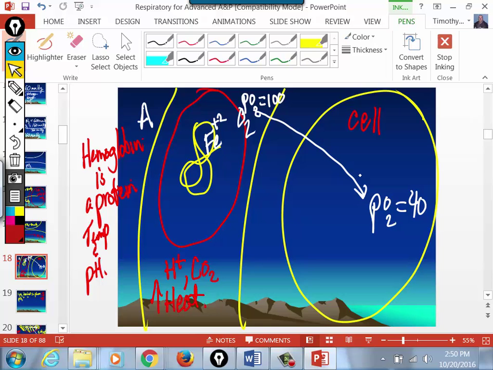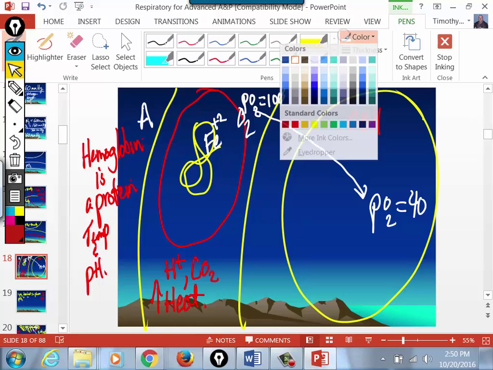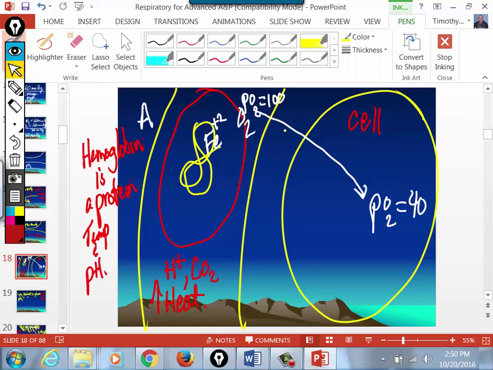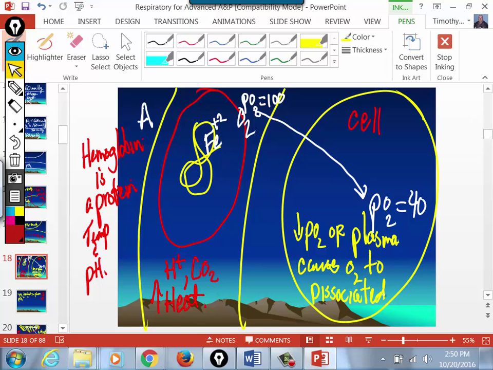Now this is important. Oxygen will leave the plasma of the blood, the arterial end of the capillary, and go into the cell by pressure. I'm going to write this out. A decrease in Po2 of the plasma causes oxygen to dissociate from hemoglobin. Hemoglobin. That's a hemoglobin.